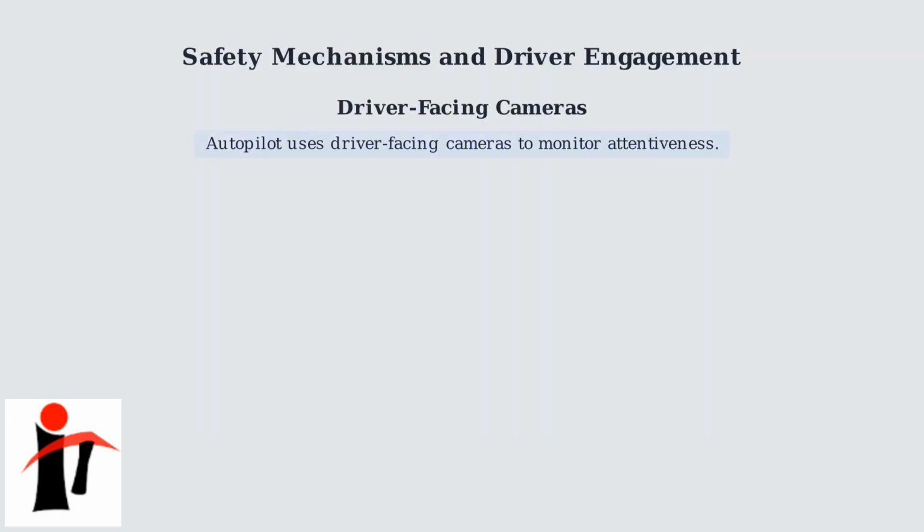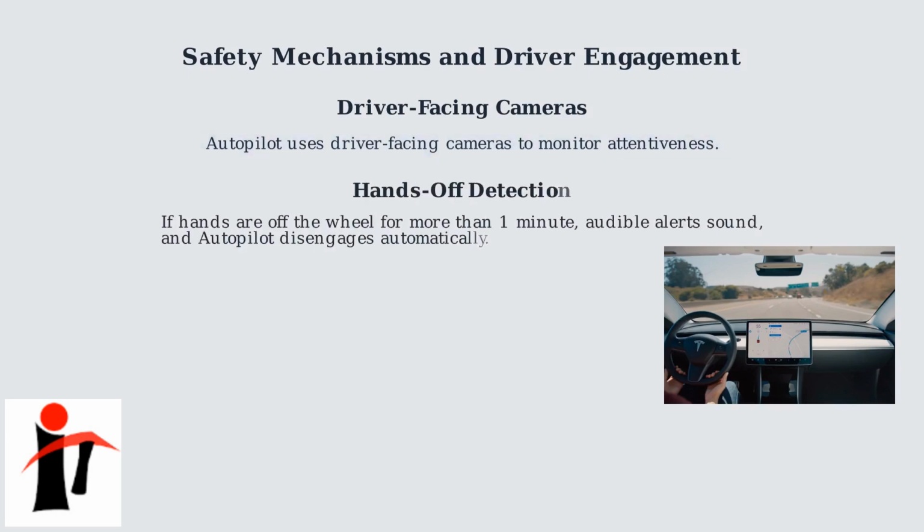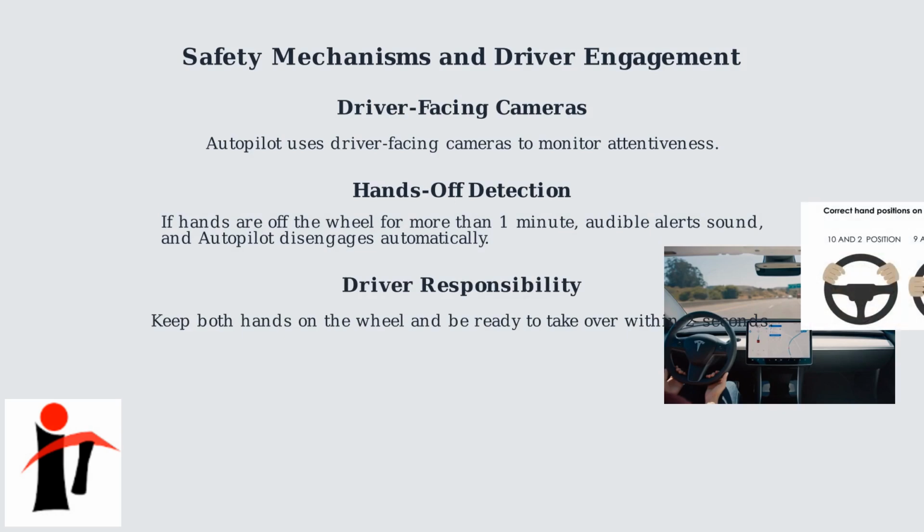Autopilot's safety mechanisms are designed to ensure constant driver engagement. Driver-facing cameras monitor your attentiveness, detecting if you're looking away from the road or not paying attention. If your hands are off the wheel for more than 1 minute, the system will first issue audible alerts to get your attention. If you don't respond, Autopilot will automatically disengage, requiring you to take control. Remember, you must always keep both hands on the wheel and be prepared to take over driving within 2 seconds. The system uses eye tracking on supported models to verify your focus.